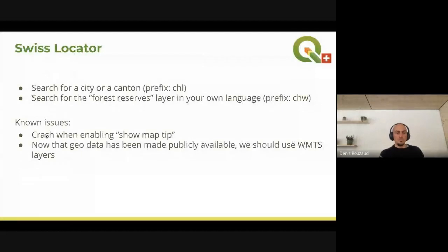Some known issues about the locator. So the crash I've mentioned before, and one thing I'm not sure yet about is that we can't use the VMTS layers right now, which I don't really understand why, since all this data has been made publicly available since 1st of March. I think we could or should improve the plugin by using the VMTS layers, and I guess that more can be shown than it does right now, but I have to inspect this a bit.